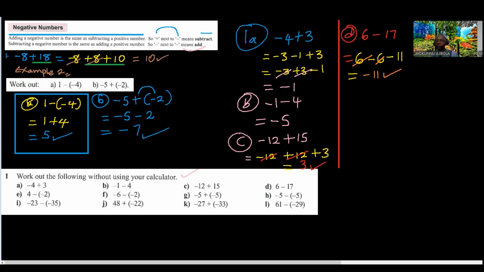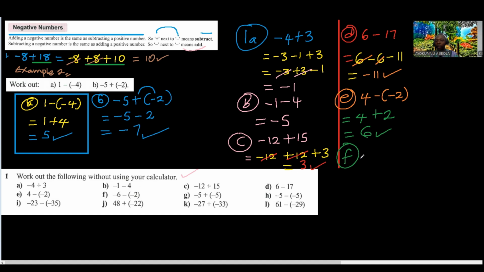Then option E, we have 4 minus a negative 2. So again, when we see negative standing next to negative, it means we are adding, we are not subtracting. Okay? So it's plus that we are going to do here, and this is simply 6.